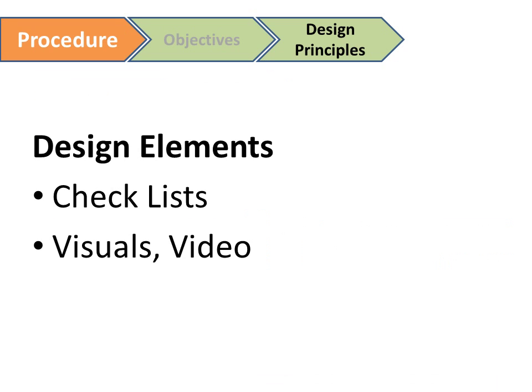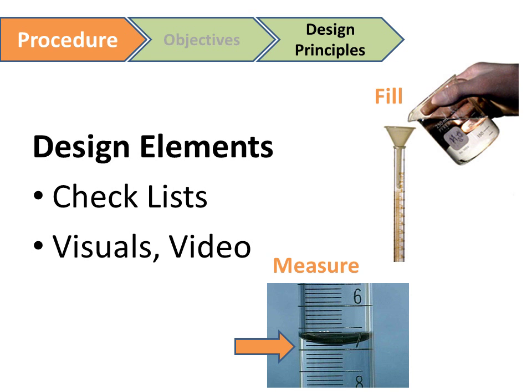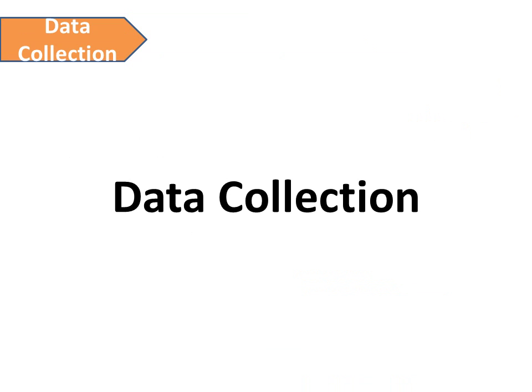Also include visuals, either static images or video, that explain how to run the experiment, especially the tricky or potentially dangerous parts. These often include how to set up and use equipment and how to take measurements and make observations. And this brings us to data collection. This is such an important part of the experimental procedure that it's getting its own section.